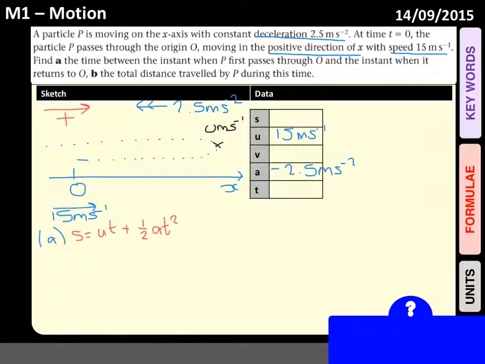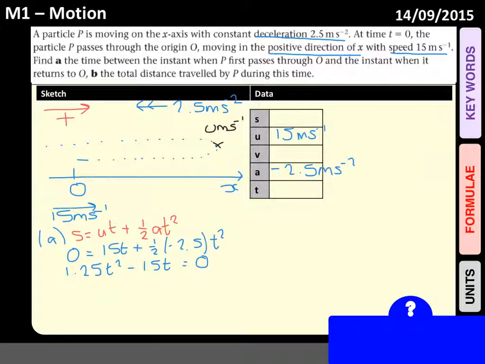Right, so we know that our displacement is 0. We've got 15t plus a half times minus 2.5 t squared. Now looking at this, I've got one variable. However, I have got a variable in t squared, so I'm expecting to be solving a quadratic here. So I'm going to do a bit of rearranging, and I'm going to bring my t squared to be positive. So I'm going to have 1.25 t squared, and I'm going to bring the 15t across as well, and that's still going to be equal to 0.